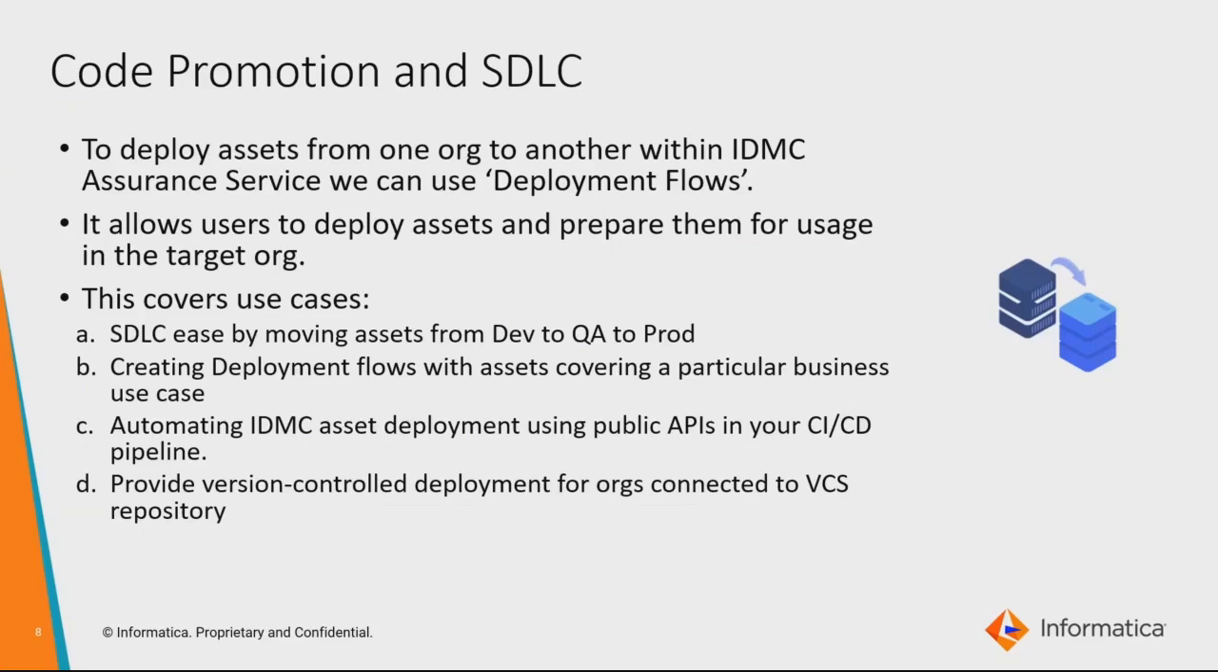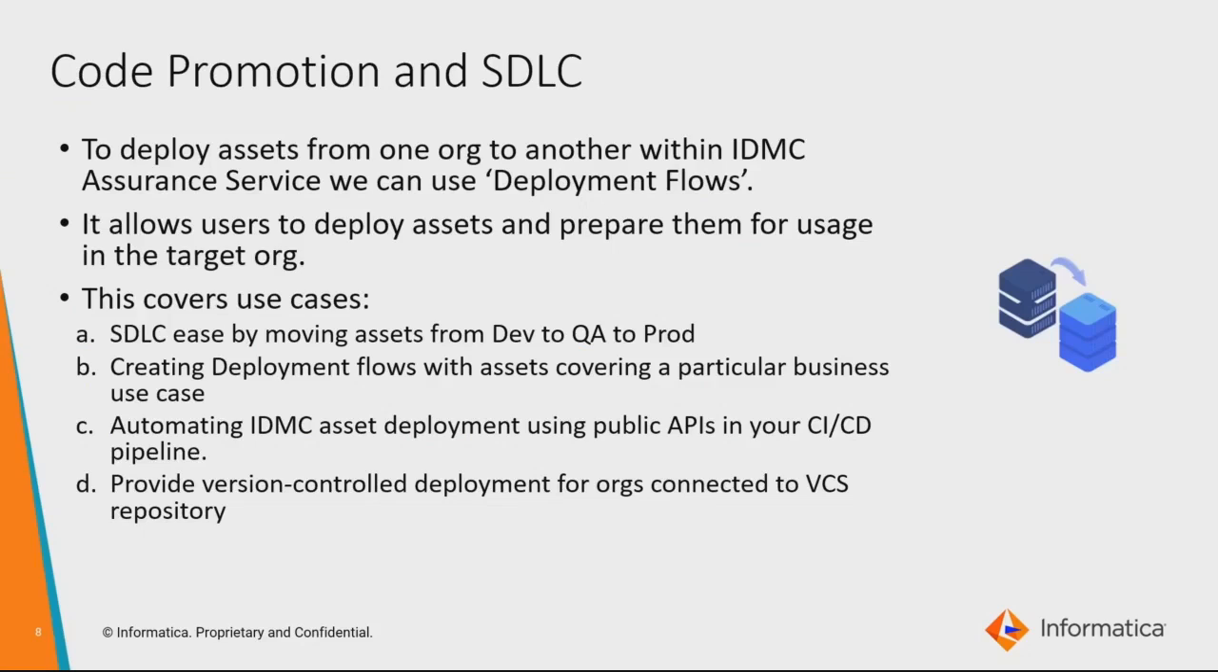We can also have our development lifecycle integrated with deployment flows. So when you develop your mappings and mapping tasks and different assets in your dev org, you can promote them to QA, and from QA after testing, you can promote them to production. You can also create deployment flows and cover different assets which belong to the same business logic or the same business purpose, and create a saved flow with all the configurations in hand, and then deploy that particular business logic asset to multiple orgs just by running that deployment flow.